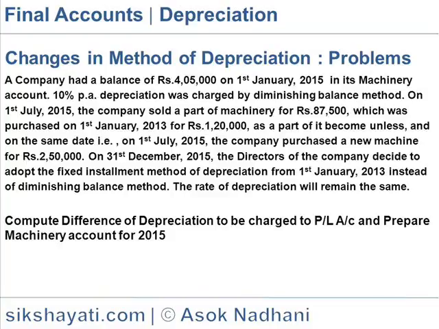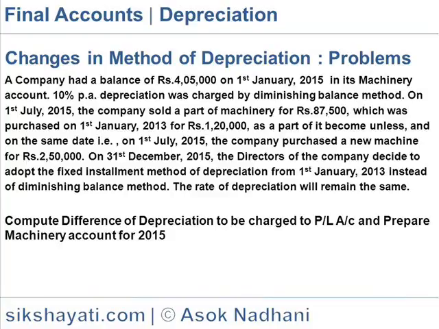Computation of book value of unsold machinery as on 1st January 13. Machine sold having WDV as on 1st January 15 of 97,200, original cost on 1st January 13 is 1,20,000. Then the cost of the remaining machine on 1/1/13 was 3,07,800 into 1,20,000 by 97,200, which is equal to 3,80,000.